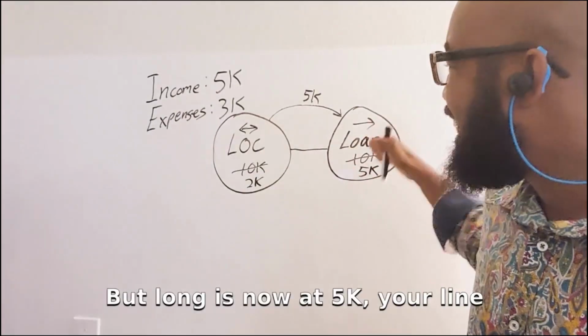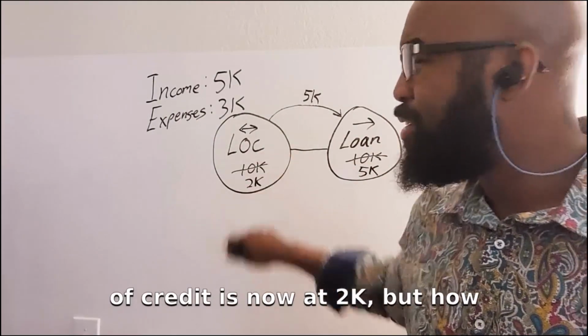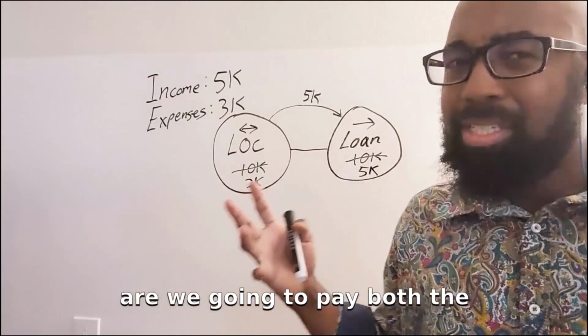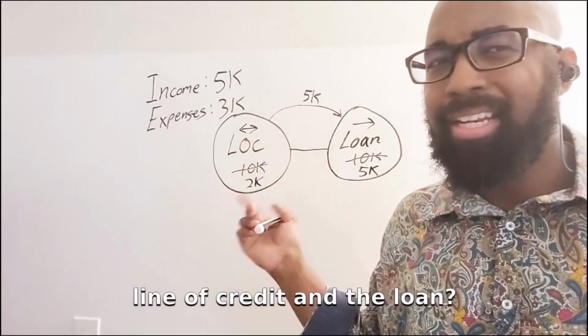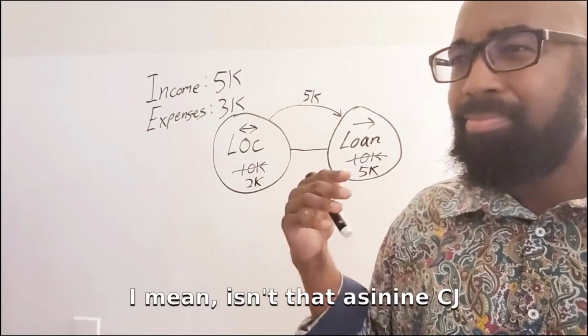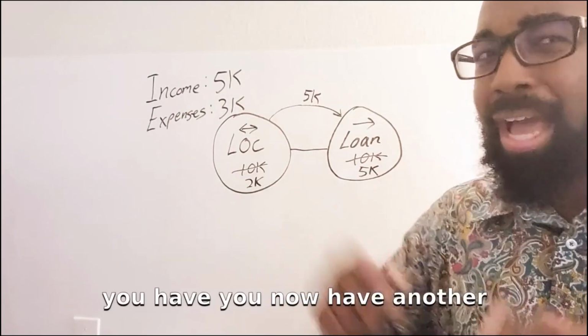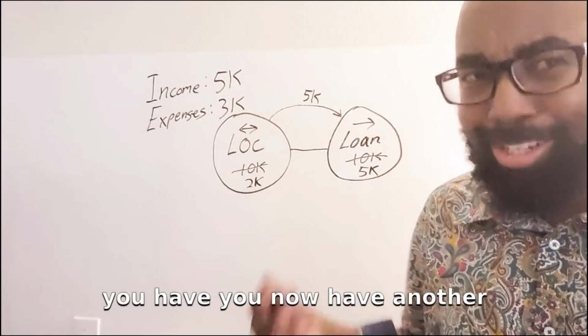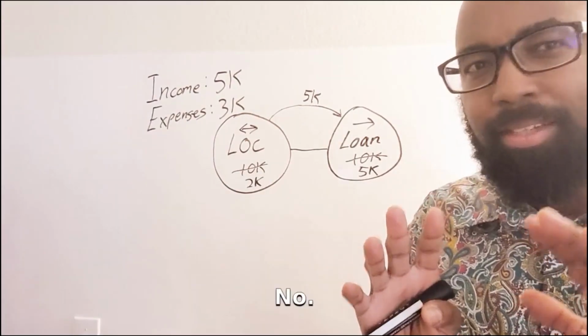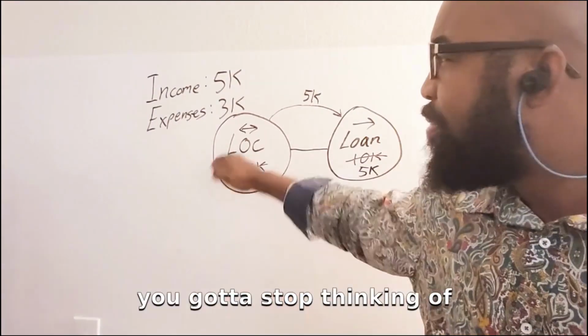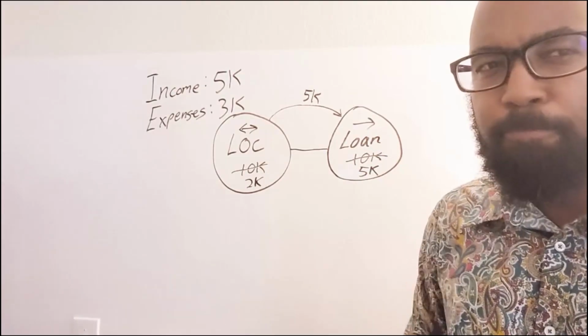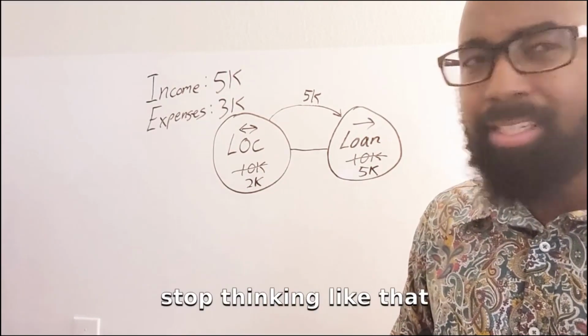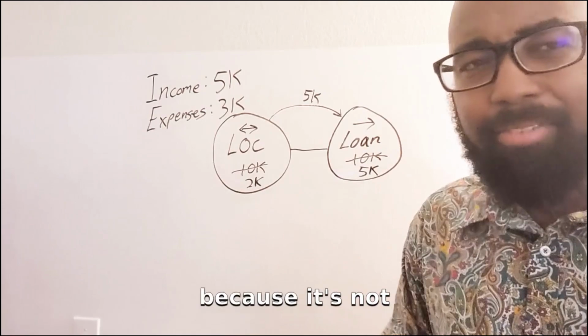The loan is now at 5K. Your line of credit is now at 2K. But how are we going to pay both the line of credit and the loan? I mean, isn't that asinine, CJ? You now have another bill. No. You got to stop thinking of your line of credit as a bill. First of all, stop thinking like that, because it's not.